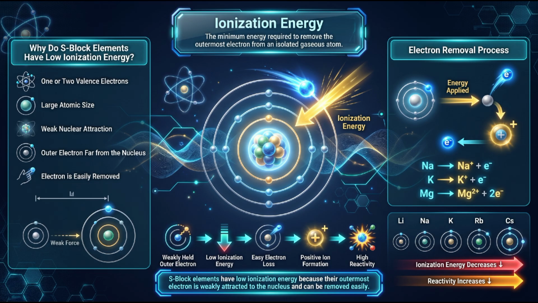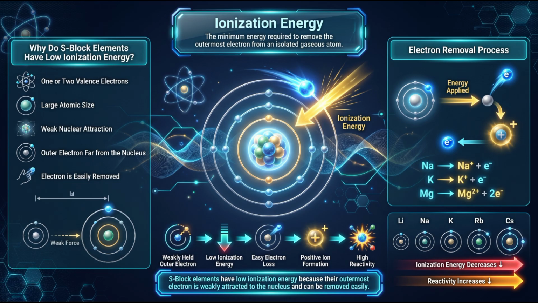Low ionization energy also explains many other important properties of s-block elements. Because electrons are removed easily, these metals are excellent reducing agents. They donate electrons to other substances during chemical reactions. Because electron loss occurs readily, they form positive ions very easily. Because they readily lose electrons, they also form ionic compounds with non-metals such as chlorine, oxygen, sulfur, and nitrogen.